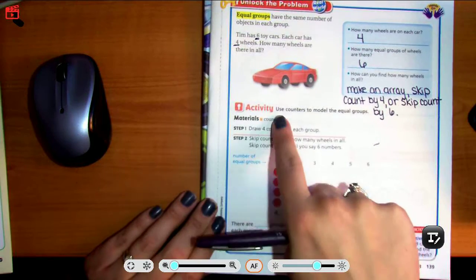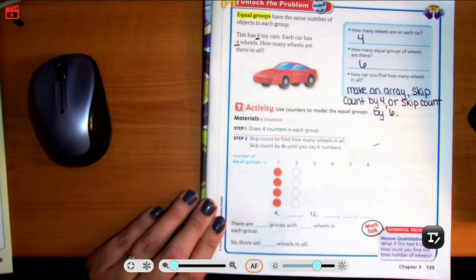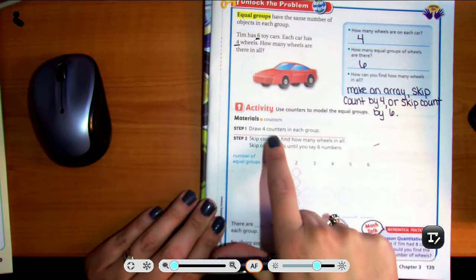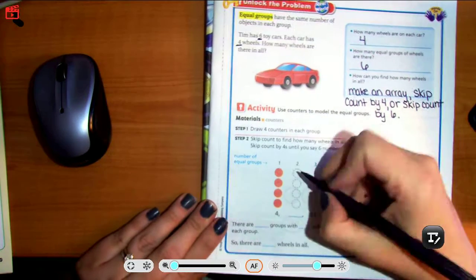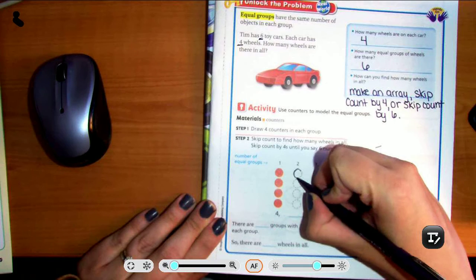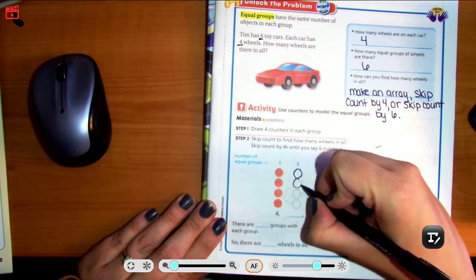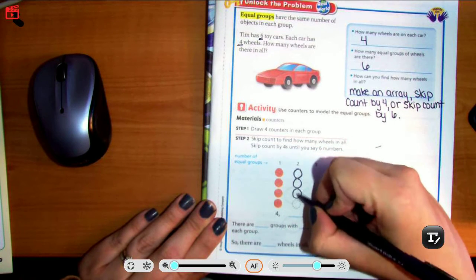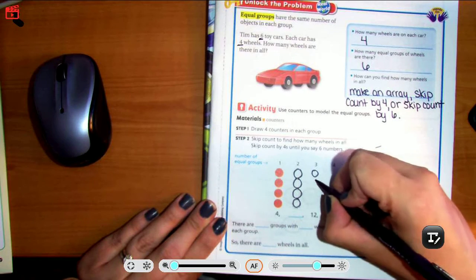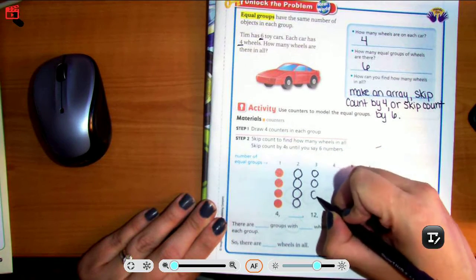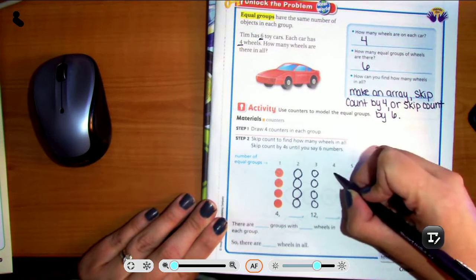All right, so it says use counters to model the equal groups. Draw 4 counters in each group. So they did the first row for us. I'm going to trace the second row. And then I have to draw the rest. So 1, 2, 3, 4.